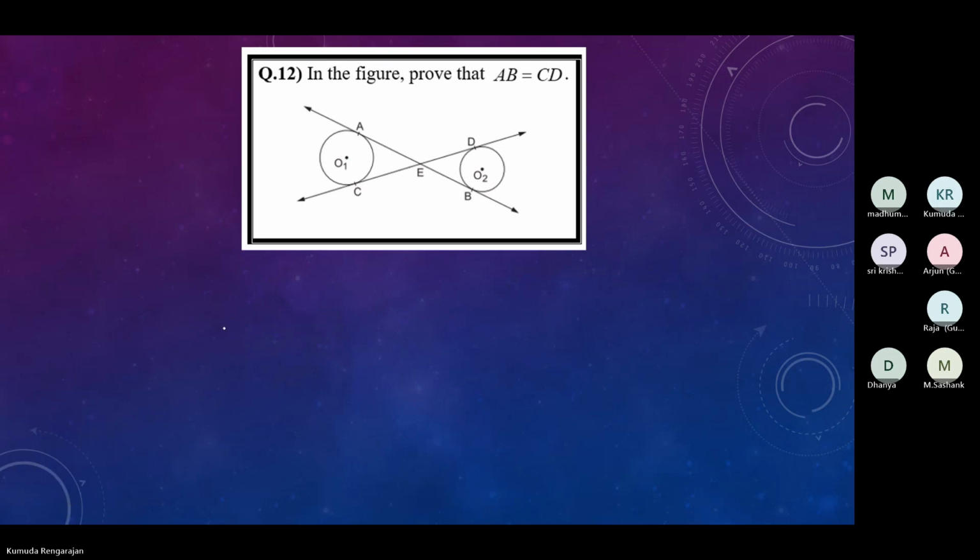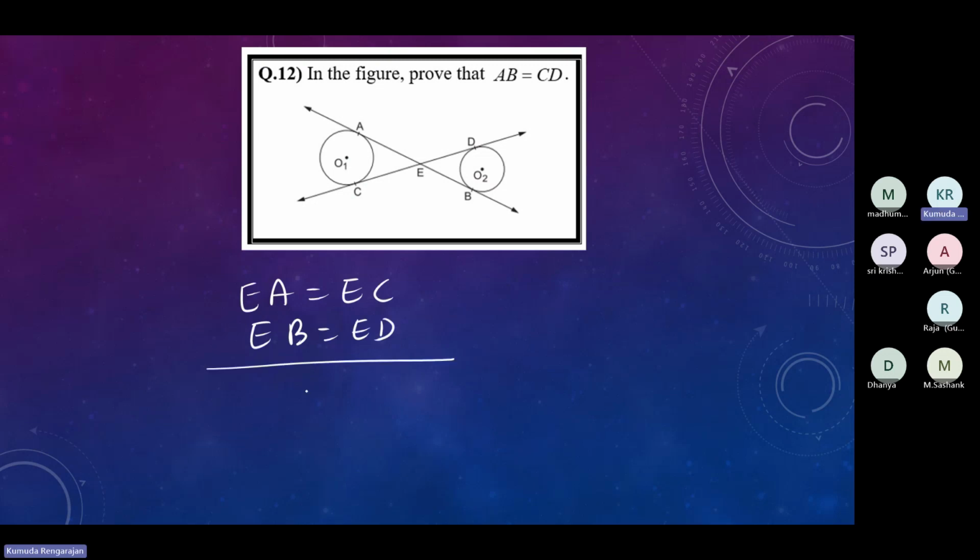So here, E is the external point, right? E is the external point. So we have EA equal to EC. E is also the external point to both the circles. So EA is equal to EC, and then EB is equal to ED. So EA plus EB is equal to AB, equals EC plus ED is CD. Just make sure you write it.